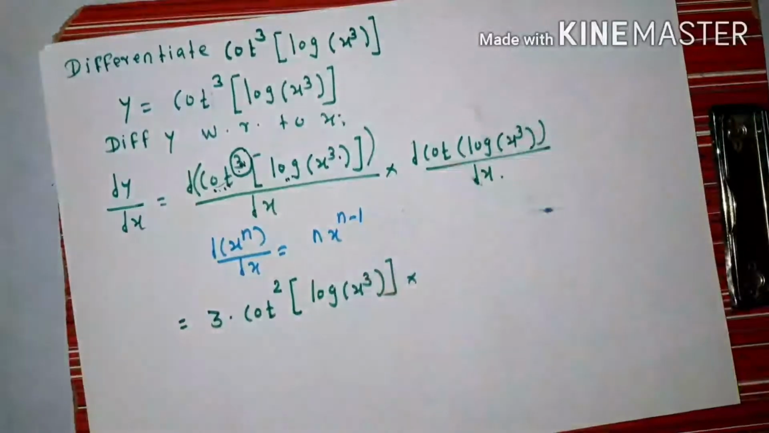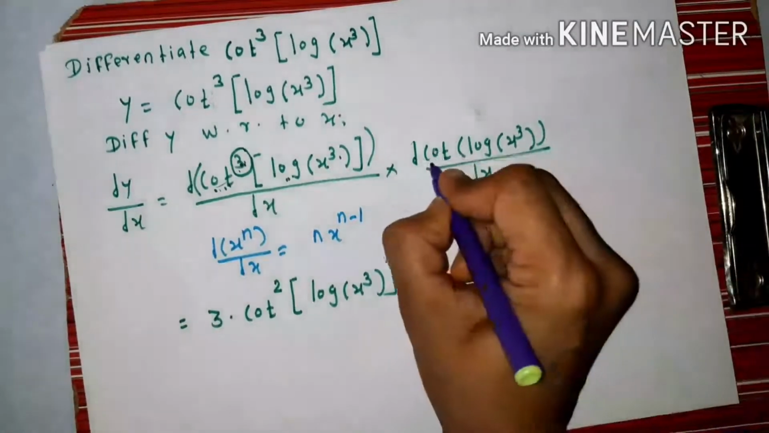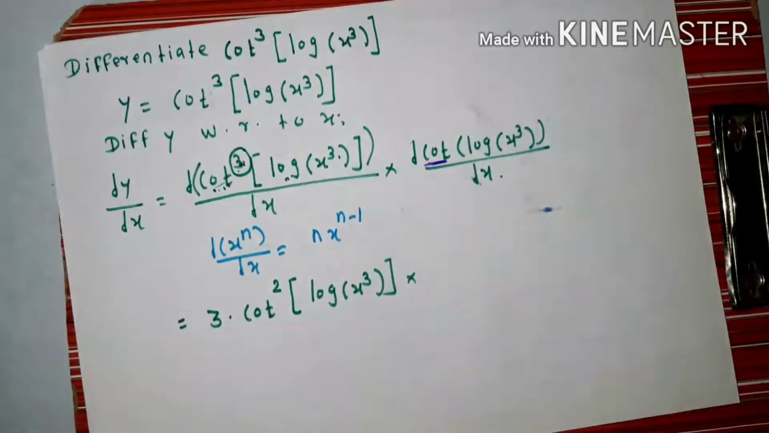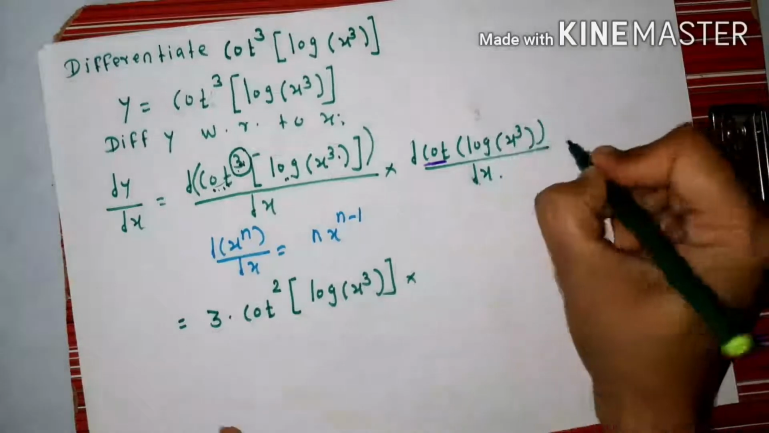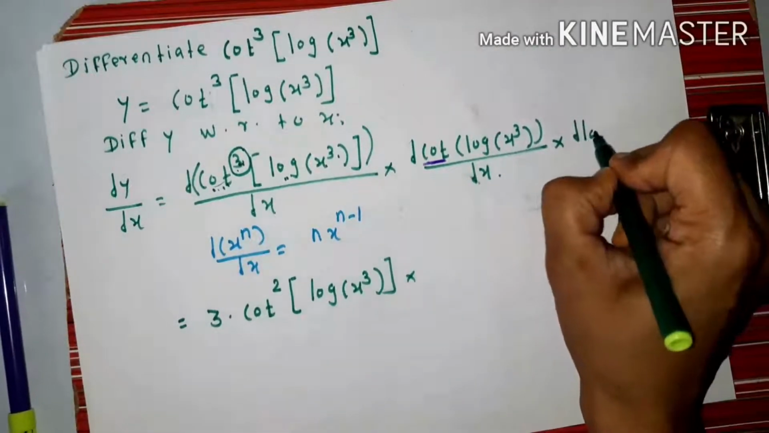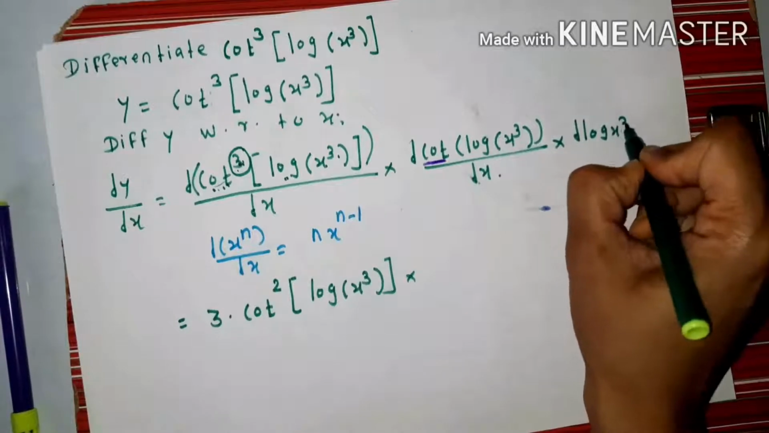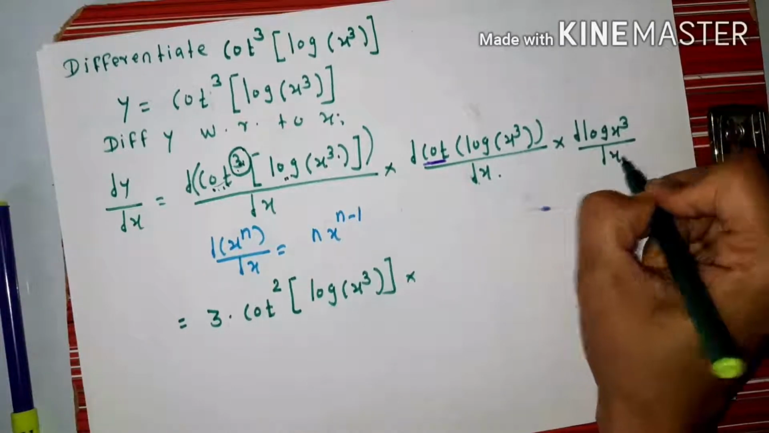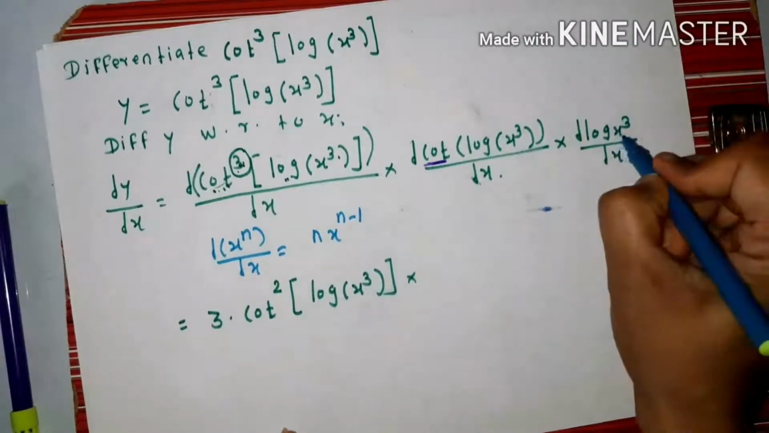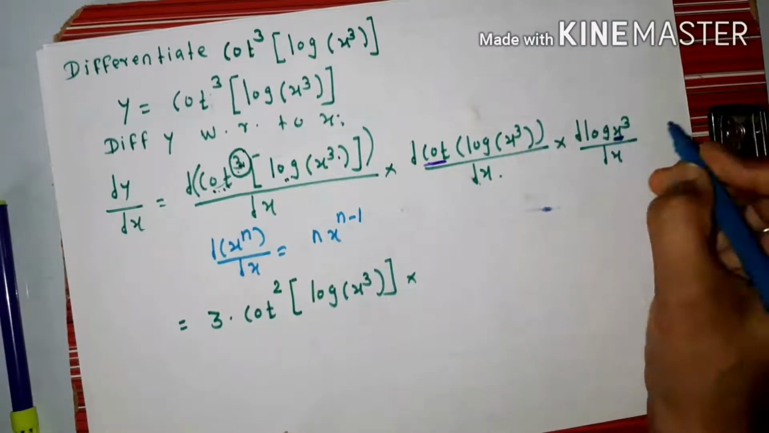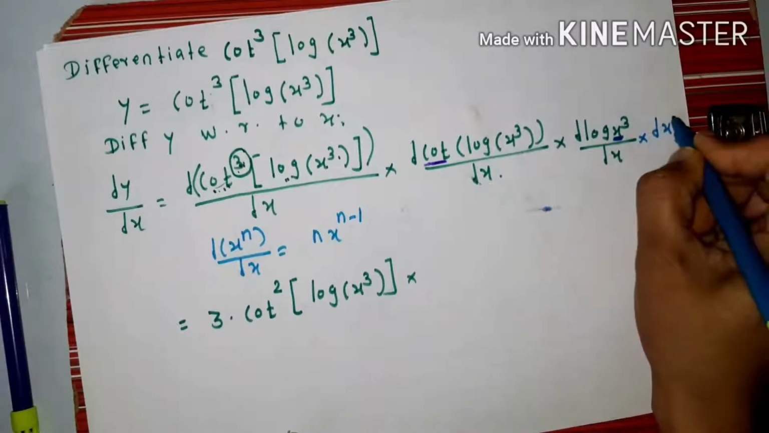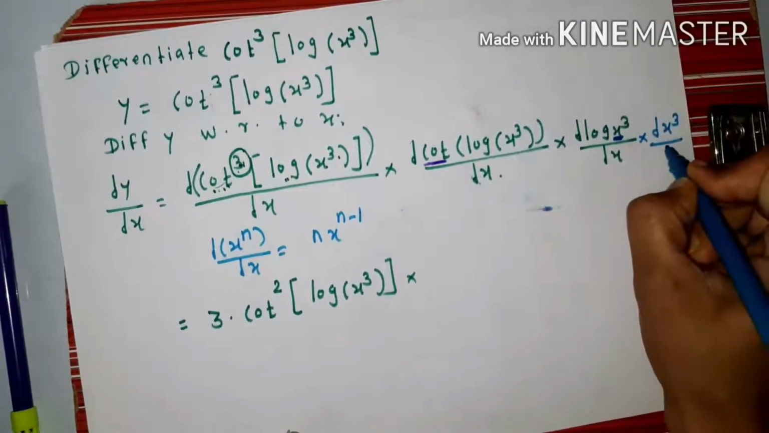Means now we have to find out differentiation of cot, and to the cot the immediate function is log. Then take the differentiation of log function, that is log of x cube with respect to dx. Then inner side of function to log is x raised to 3. Again that is differentiable, that is differentiation of x raised to 3 with respect to x.